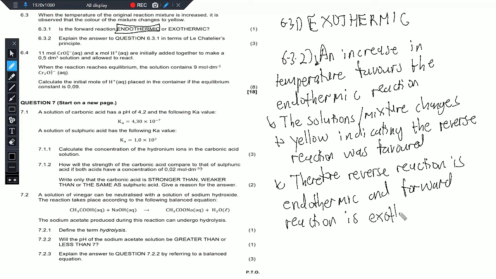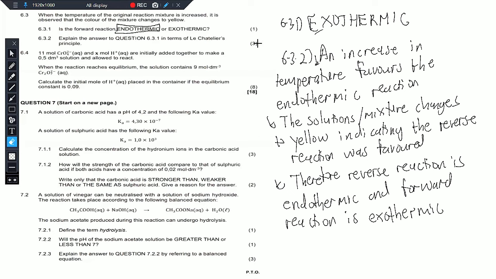So that's it. That's the full explanation. That's how you were supposed to go about that one. An increase in temperature, we know factually, favors the endothermic reaction. But then here in the statement, we are told that the mixture changes to yellow, which indicates that the reverse reaction was the one that was favored. Therefore, the reverse reaction is endothermic, since the temperature was increased and an increase favors endothermic. And therefore, if the reverse reaction is endothermic, it goes without saying the forward reaction has to be exothermic. And then again, 3 marks in the bag.